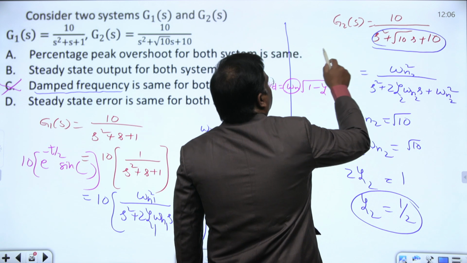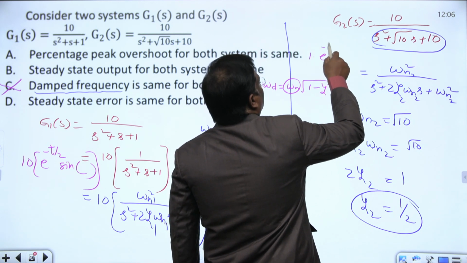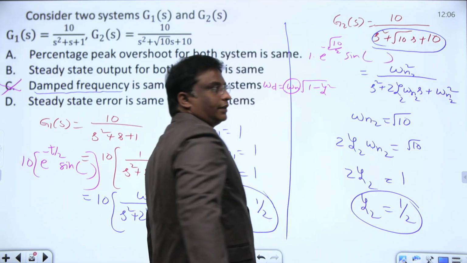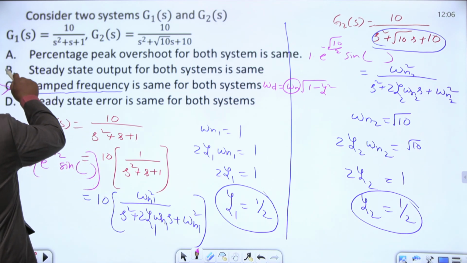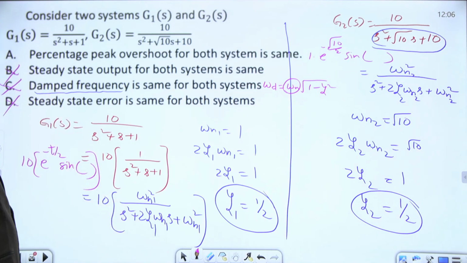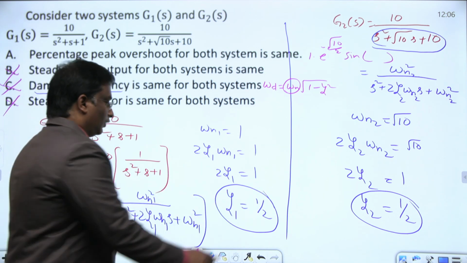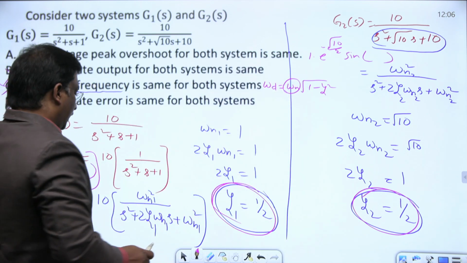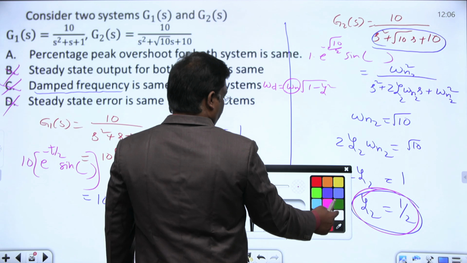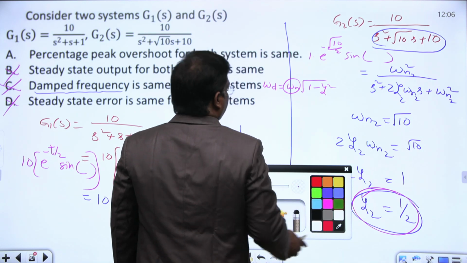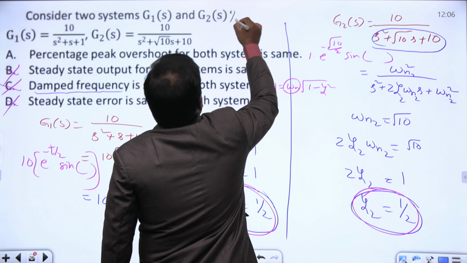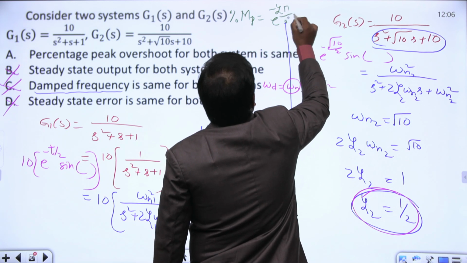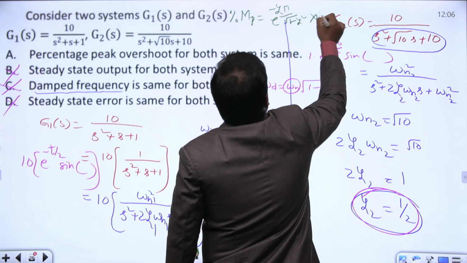Okay, if I take this, you will get something like 1 into e power minus root 10 by 2 into sine of some factor. Steady state values are different, errors are also not the same, but the zetas are the same. If zetas are same, we can calculate peak overshoot. How to calculate peak overshoot? Tell me, everyone. Percentage peak overshoot is e power minus zeta pi by square root of 1 minus zeta square into 100.